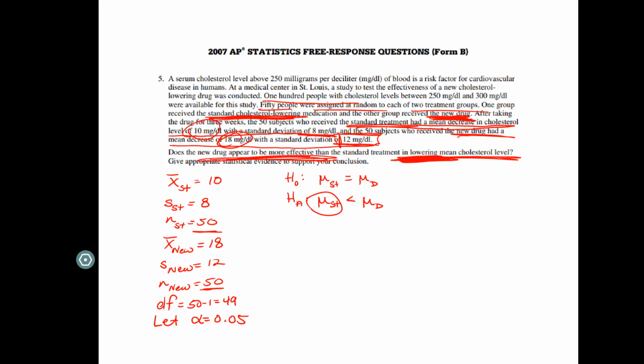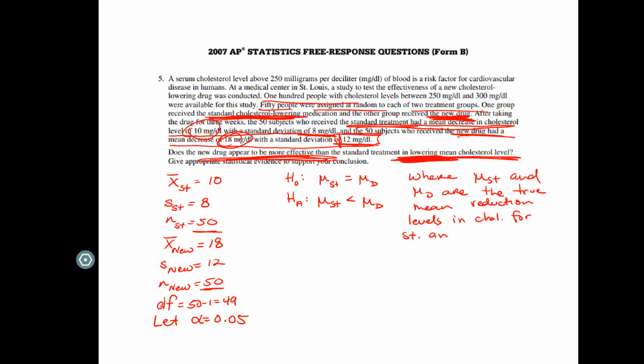And this is where, again, it is a lot of times still critical for us to go ahead and write out our definitions for each of these. So I'll do that very quickly here, where mu sub ST and mu sub D are the mean reduction, I'll even call this true mean, levels in cholesterol for standard and new drug treatment groups. Okay, so we've defined our parameters, the two means, and we have our alternate hypothesis set up appropriately.